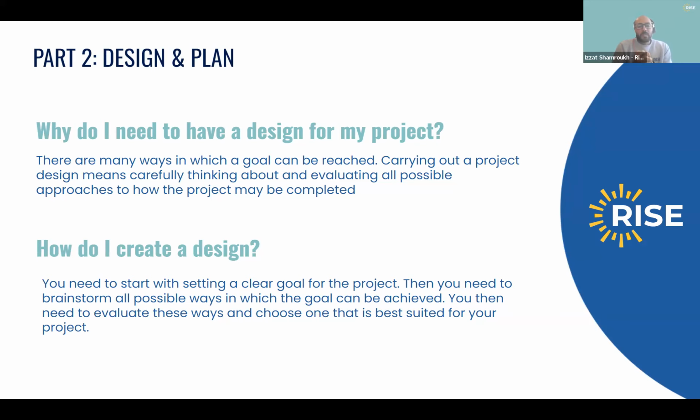Now, creating a project design also means thinking thoughtfully about your responsibility for the outcome of the project by considering all aspects of the project that could happen. And for creating, what we will be really looking at today is, how do I create a design? How do I design a solution for my project? And as you start with setting a clear goal for the project, so that's what we will be doing today, is setting a clear goal for the project that you'll be working on.